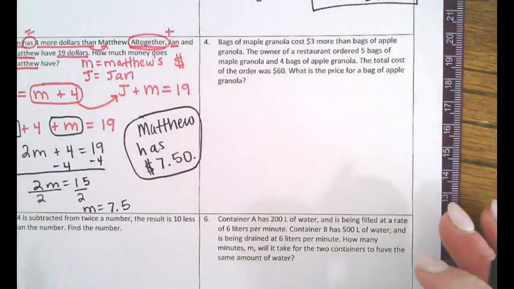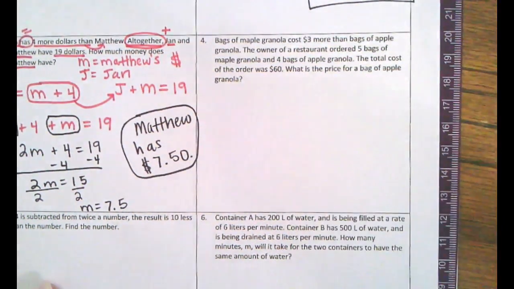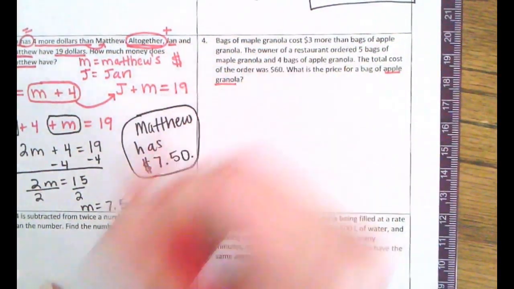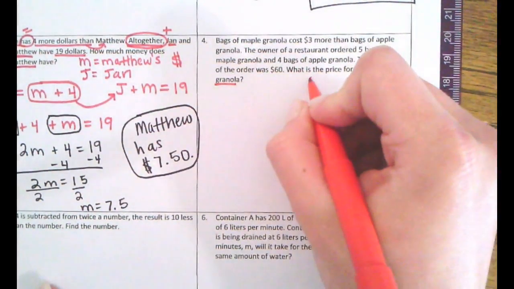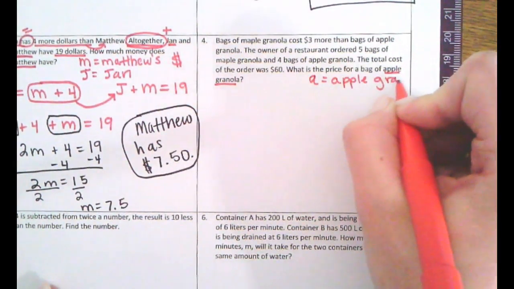Number 4, bags of maple granola cost $3 more than bags of apple granola. The owner of a restaurant ordered 5 bags of maple granola and 4 bags of apple granola. The total cost of the order was $60. What is the price for a bag of apple granola? Well, the first thing I'm going to do is go straight to that question, asking about apple granola, and I'm going to set that to be my first unknown. So I'm going to put A as apple granola.